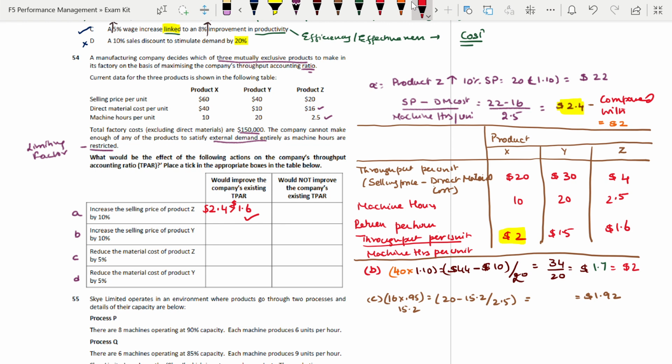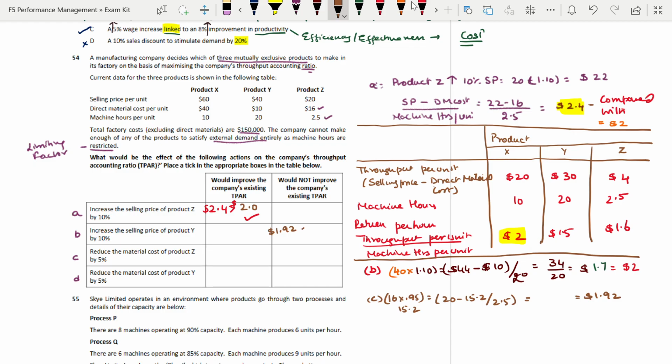Now if you see, your throughput accounting ratio is 1.7. If you take product Y, the throughput accounting ratio will decrease. The throughput accounting ratio is 1.7, and the existing one, product X, is how much? Product X is 2. Again, see the things. Here also we have to make sure we have mutually exclusive projects, and we have to compare to choose which product. Now what's happening? 1.92.